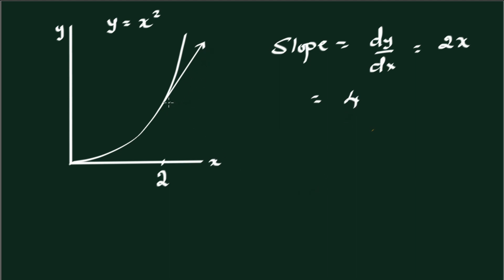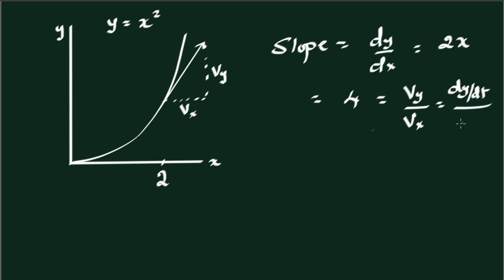And if you look at this velocity, you will see that the x and y components, vy, vx, are also related by vy by vx is equal to 4. That's because vy is equal to dy by dt and dx by dt is vx. So the ratio is dy by dx. So straight away we have one equation, vy is equal to 4 times vx.